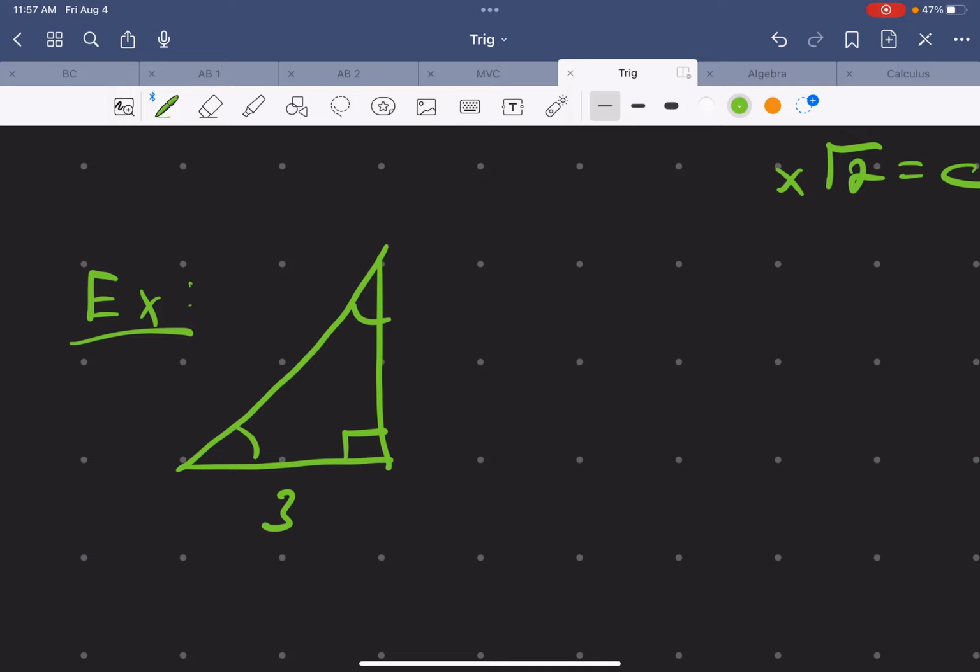So if I know that one leg is 3, the other leg has to be the same, because the leg lengths are always the same. And then I just have to stick a root 2 at the end of that, and that would give me the hypotenuse. So that's super easy to figure out.